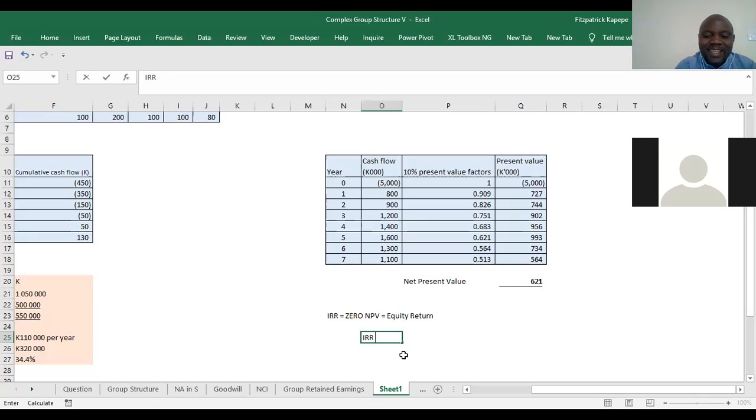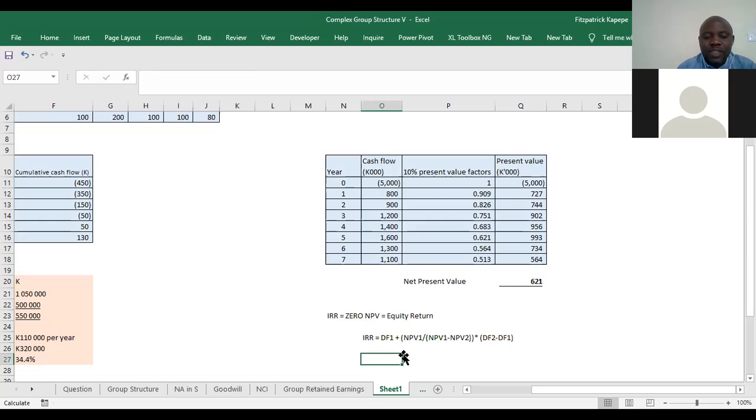IRR equals to discount factor 1 plus NPV 1 divided by NPV 1 minus NPV 2 times discount factor 2 minus discount factor 1.